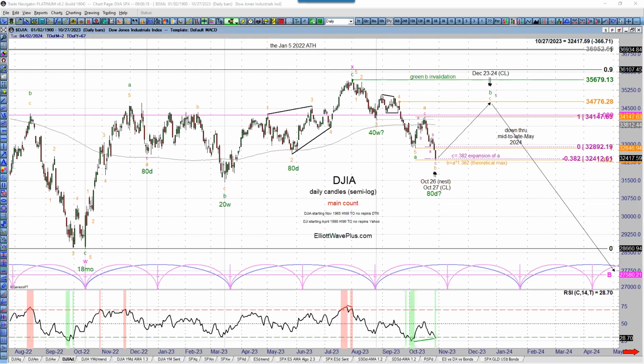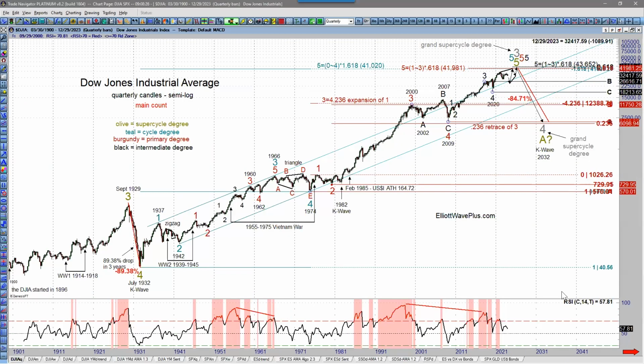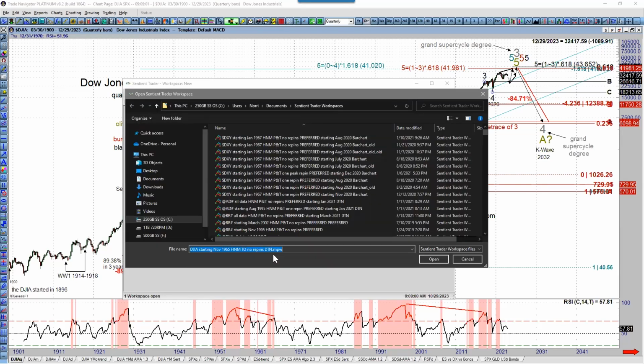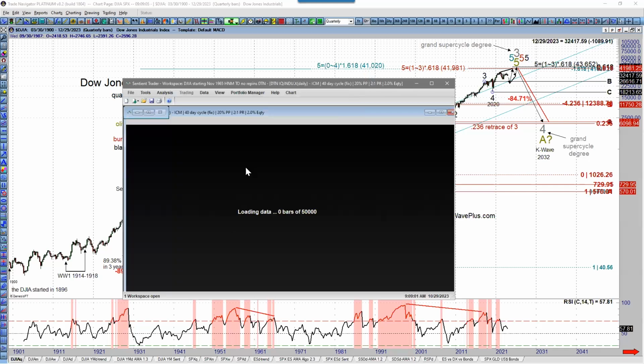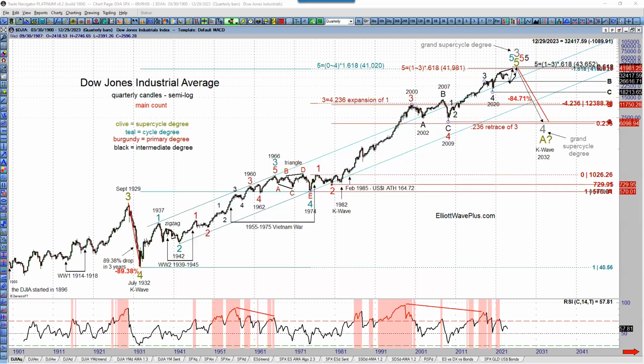And I'm going to bring that up over here in the other monitor. Go back to the quarterly chart. And still waiting for Cineant Trader to load up here. And it'll bring in the data and start figuring it out, and we'll look at that after it's finished.